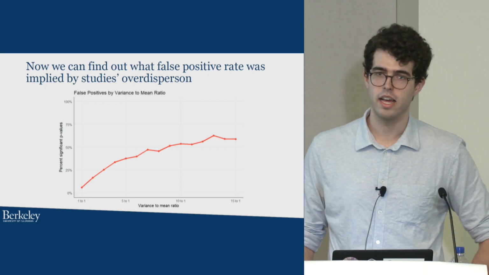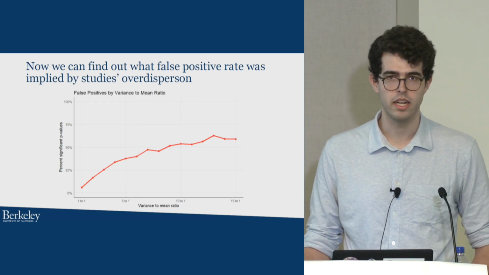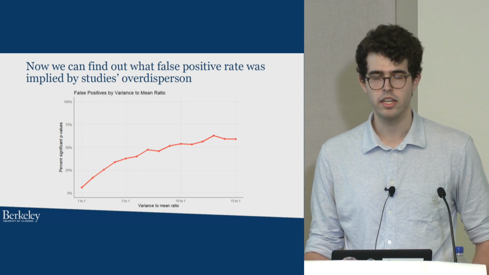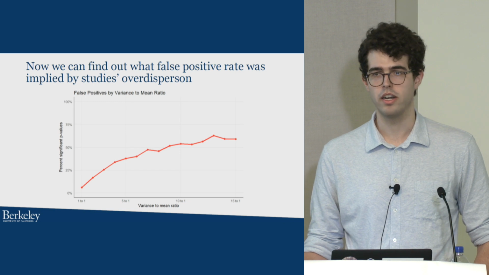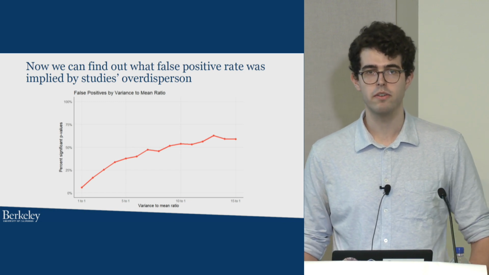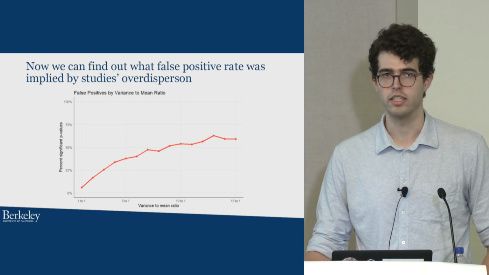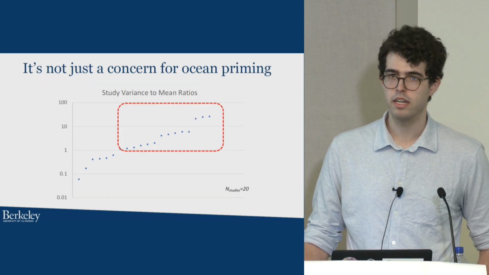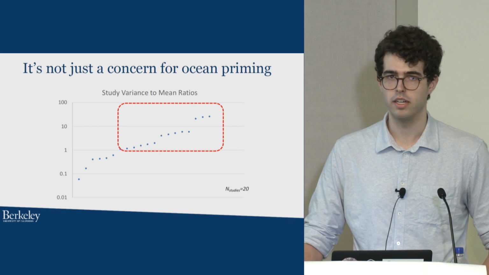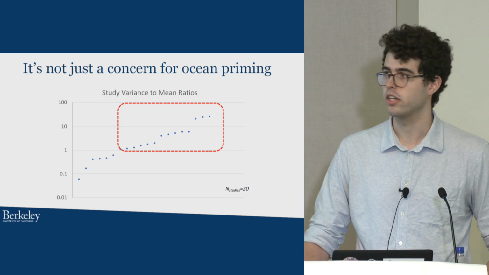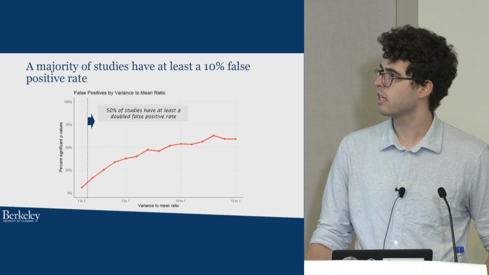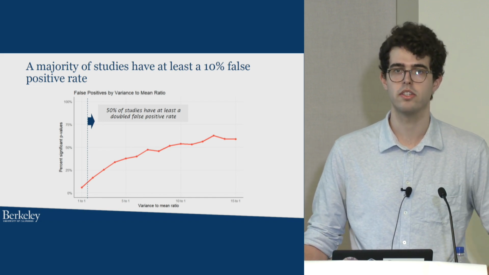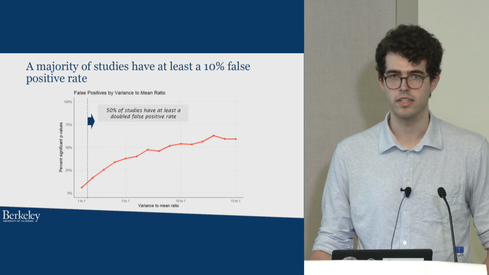And we can also take that scatter plot of studies showing count data, and we can compare it to this false positive rate to give an idea of how much of an issue this might be, not just for our innovative ocean priming study, but also actual studies already in the psychology literature. So first of all, there's this 50% of studies which are above a 1 to 1 variance to mean ratio. So 50% of them have at least a doubled false positive rate based on these simulations. So they're at least 2 times as likely to be false positives as they ought to be.